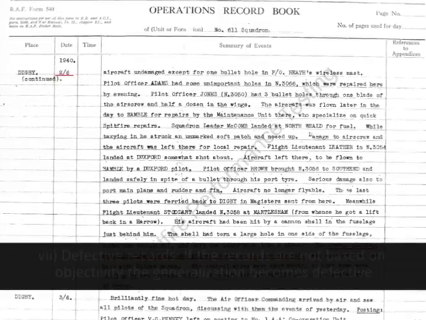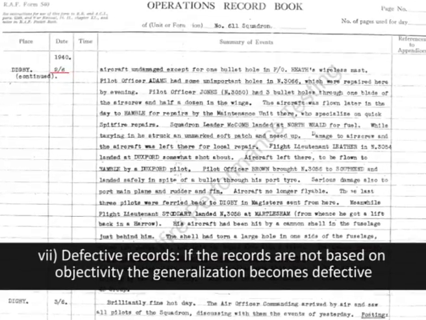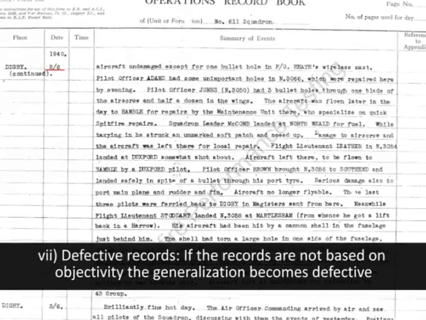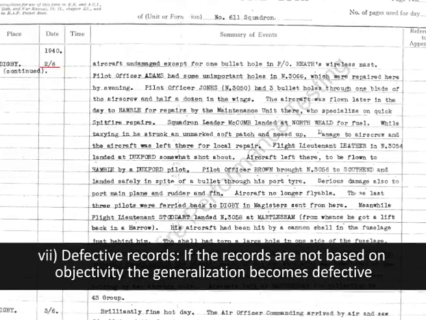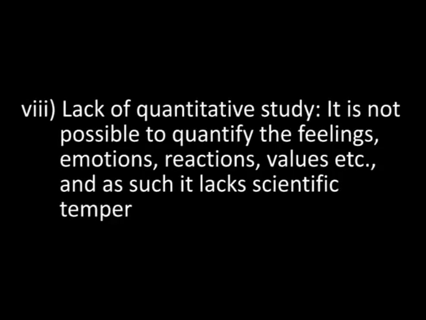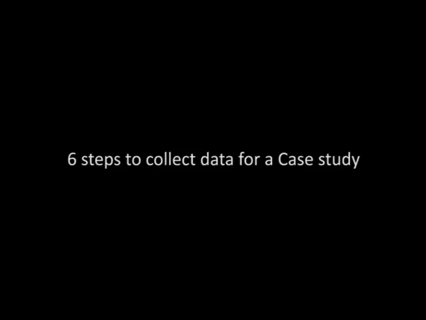Defective records. If the records on the basis of which data are collected are defective and not based on objectivity, the generalization becomes defective. Lack of quantitative study. It is not possible to quantify the feelings, emotions, reactions, values, etc., and as such it lacks scientific temper. Procedure of case study. There are 6 steps for data collection using case study method.